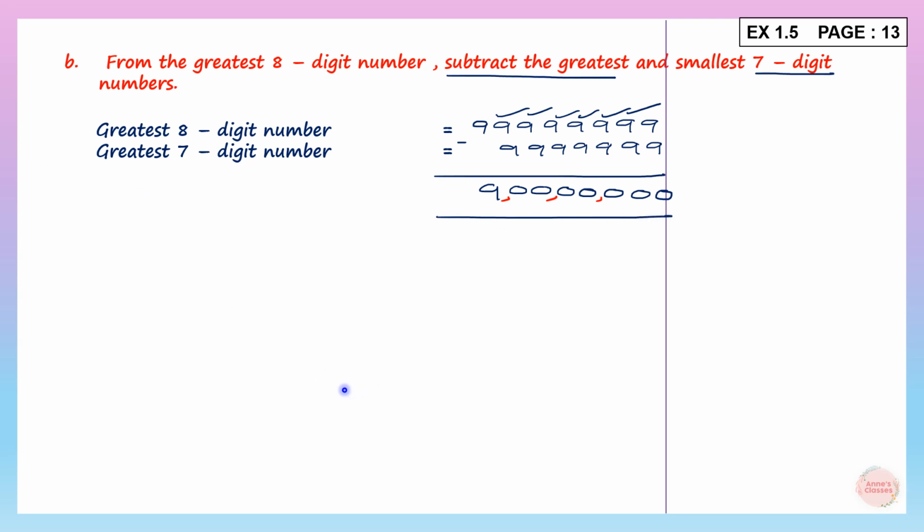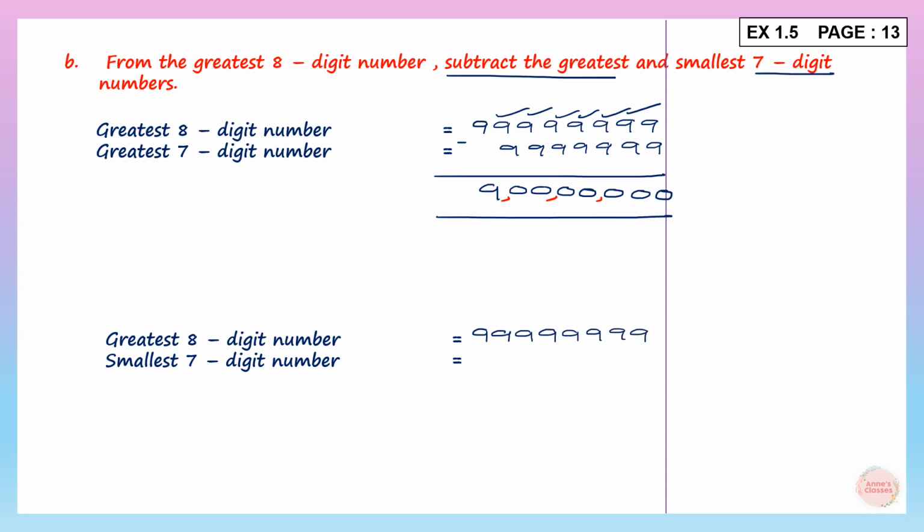Now we have to again write the greatest 8-digit number and the smallest 7-digit number. So the greatest 8-digit number is 8 nines. 1, 2, 3, 4, 5, 6, 7, 8. And the smallest 7-digit number is 1 followed by 6 zeros. Remember, this is the 7-digit number, so you must not write below this. After this, you must start writing. So I'm going to start with 1 followed by 6 zeros. 1, 2, 3, 4, 5, 6 zeros.